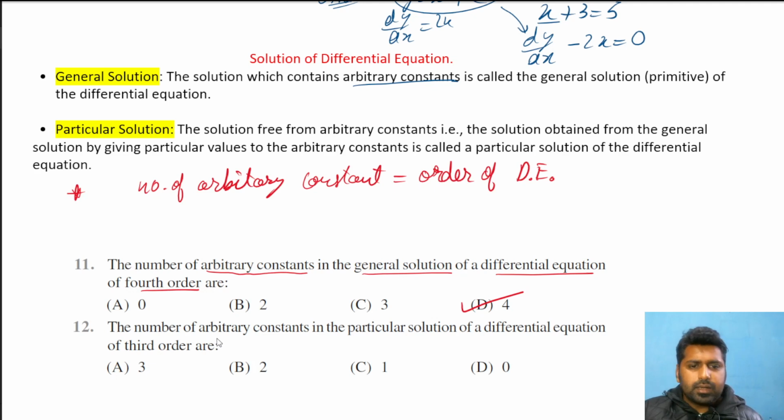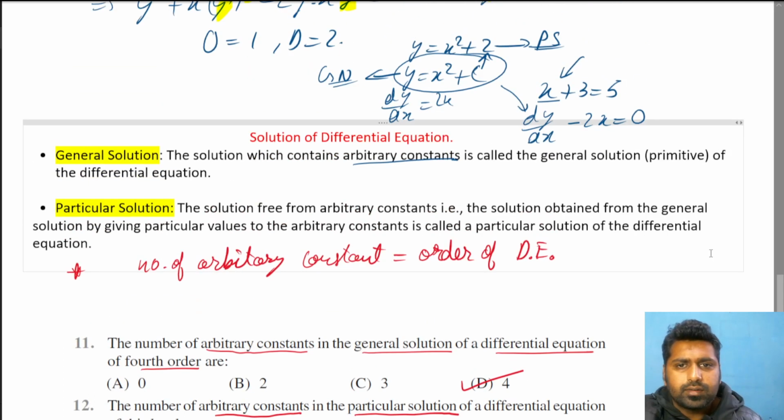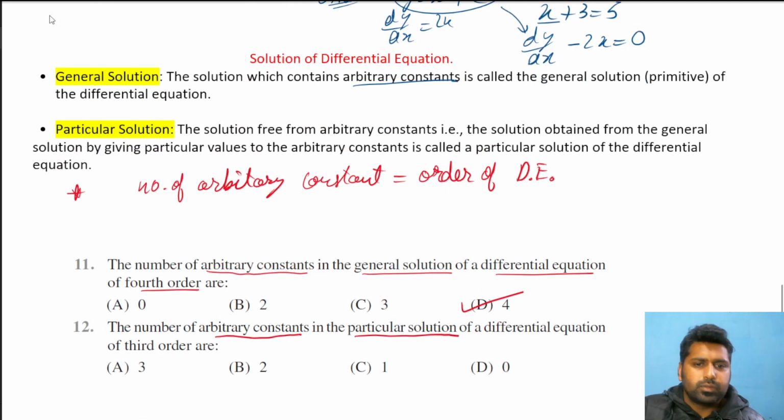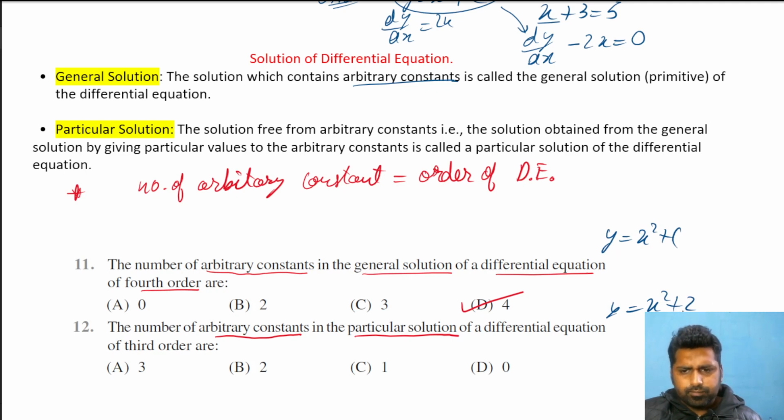The next question is asking about the number of arbitrary constants in a particular solution. The moment you say particular solution, remember the example I gave: y equal to x square plus c and y equal to x square plus 2. The general solution was y equal to x square plus c, the particular solution was y equal to x square plus 2. There is no arbitrary constant here because it's a particular solution. Now whatever the order is, say 3, if we were talking about the general solution, the number of arbitrary constants would be 3. But if it is a particular solution, you will not have any arbitrary constants.